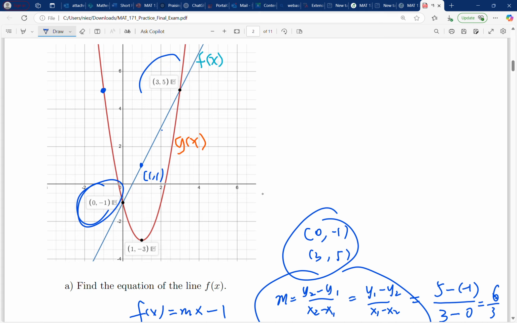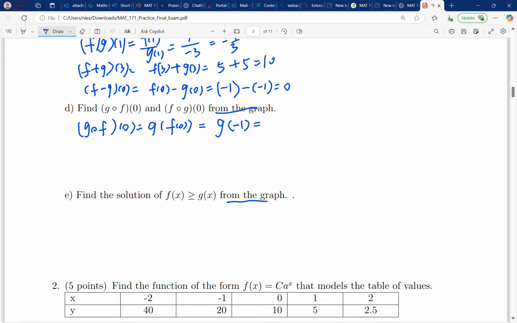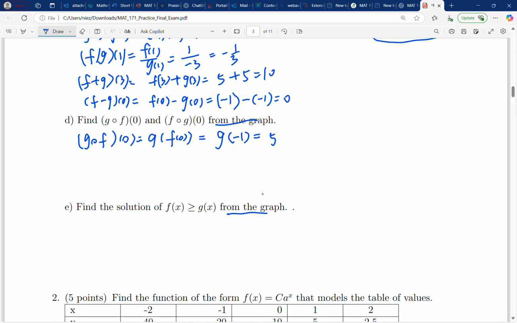Maybe you can draw a graph. I tried to erase this one, but it cannot be erased. You can find the line of symmetry: the axis of symmetry is x equals 1. So -1 and 3 are symmetric about x equals 1. You see (-1, 5) and (3, 5) are symmetric about the line. So J of -1 is 5.